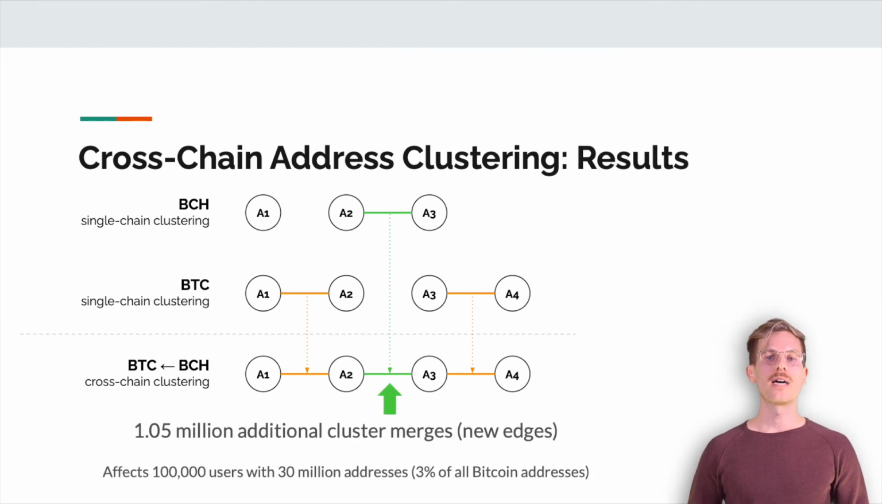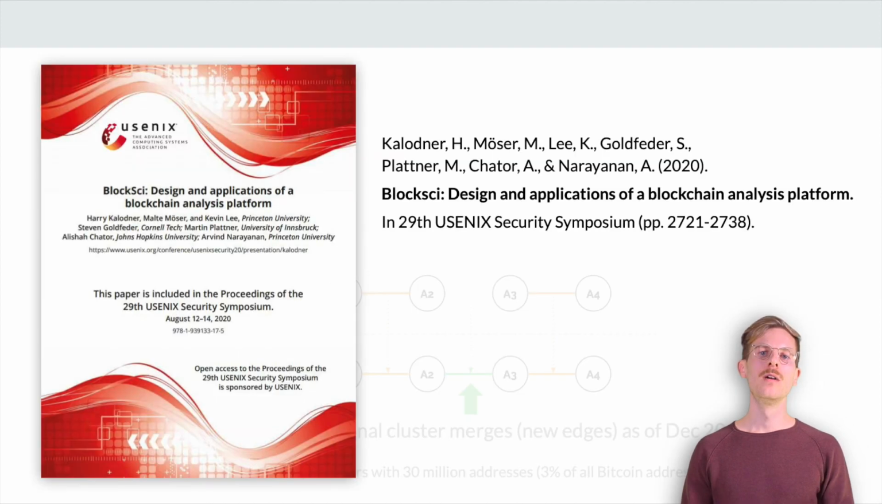In my work, I used Bitcoin Cash to improve Bitcoin clustering and could identify over 1 million additional edges. This affected roughly 100,000 users with about 30 million addresses. We were the first to implement cross-chain address clustering for large blockchains like Bitcoin and Bitcoin Cash. Together with the founders and developers of BlockSci and other researchers, I could recently publish my work in a paper at the Usenix Security Symposium 2020.